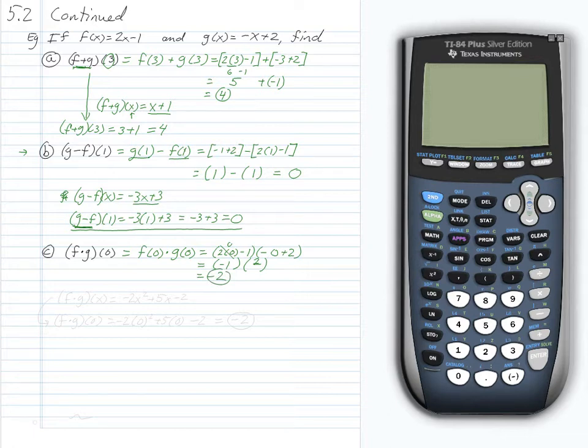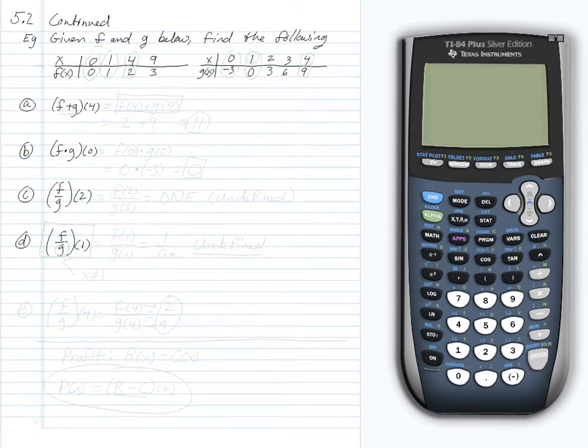Alright. If you refer back to where we just were in the previous example, recall that f times g of x is equal to negative 2x squared plus 5x minus 2. So if we plug 0 into that, that would be negative 2 times 0 squared plus 5 times 0 minus 2. Well, negative 2 times 0 squared is 0. 5 times 0 is 0, so we just end up with negative 2. So quick and easy to use those functions that you've already got.